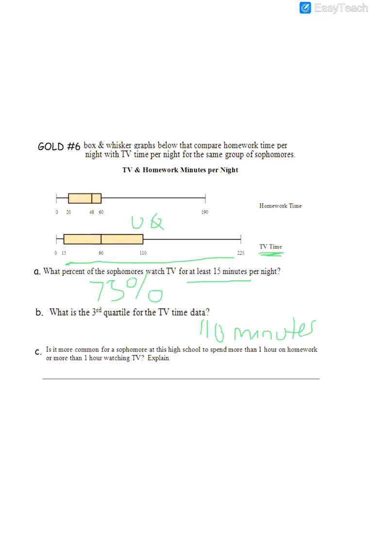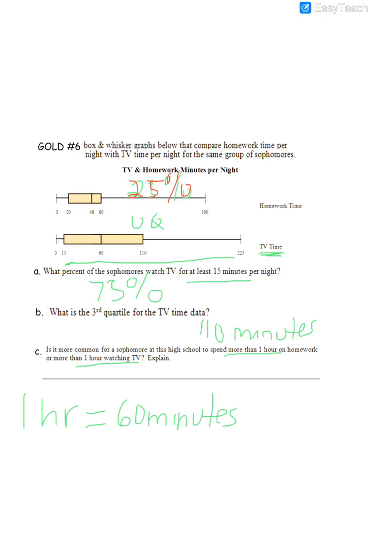Is it more common for sophomores at this high school to spend more than 1 hour on homework or more than 1 hour watching TV? So let's discuss for a minute that the data that you're looking at up here is in minutes. 1 hour is equal to how many minutes? So it's 60 minutes. That's what I'm looking at. So let's talk about here. How many people are spending more than 60 minutes on their homework? I see 25%. So 25% of these kids are spending more than an hour doing their homework.